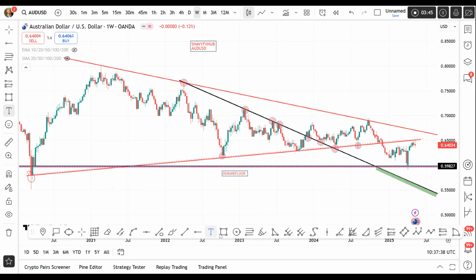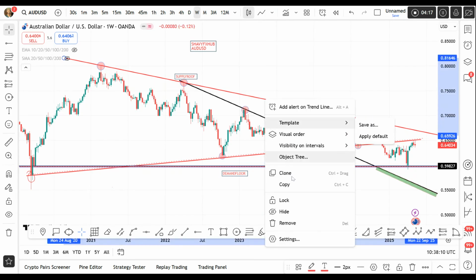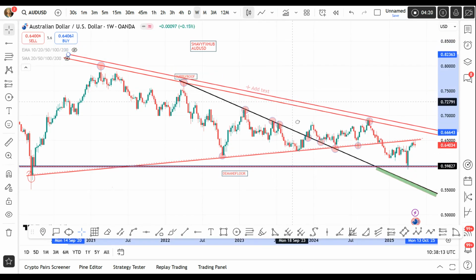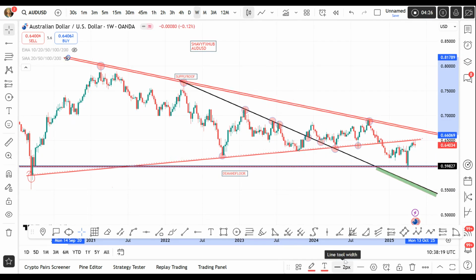And this is a supply roof. We have two supply roofs here. This is a long-term supply roof counting from 2021, connecting 2022, and we returned back in 2024 and copied that price action. Such a beautiful reaction. Very beautiful reaction. Two year price action came back, reacted. Feels good to see that.